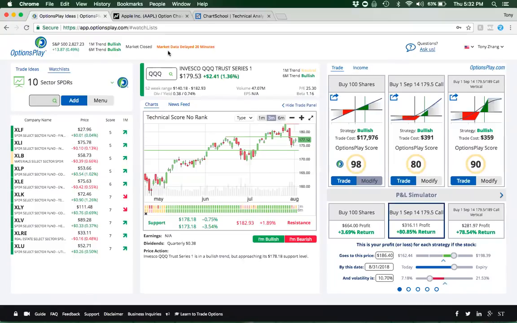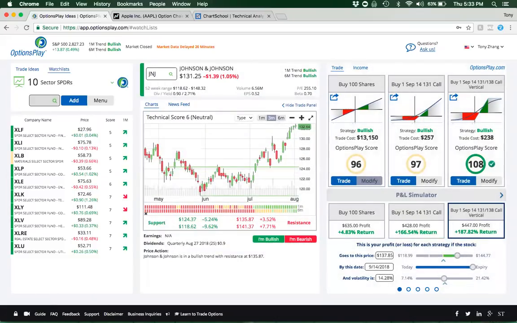In J&J, could you leg in? I'm not sure what you would leg into for J&J. If you can tell me what you would leg into that, I'm certainly open to trying to help you.